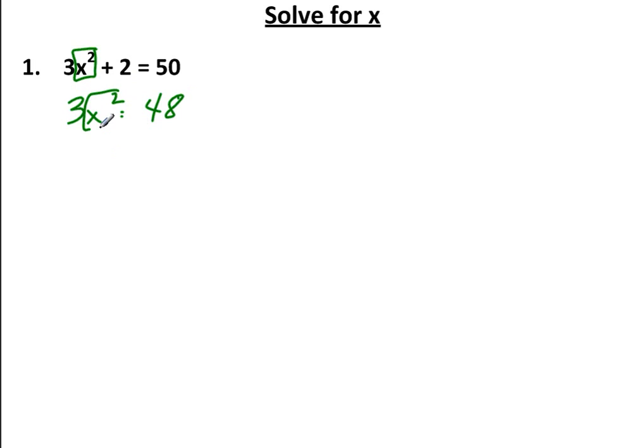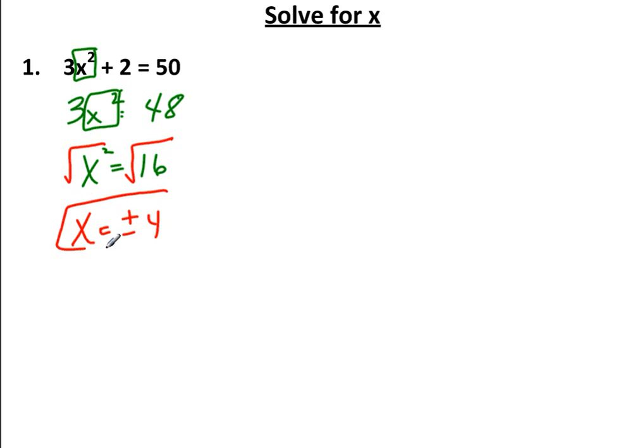And again, what I want to get by itself is the x squared. So I'm going to divide both sides by 3. And I get 16. But now I need to get the x alone. How do you get rid of a squared? You take the square root. Anytime you do this to both sides, we're going to get a plus or minus answer, because if I want to solve for x, x could have been a positive 4, because 4 squared is 16, or a negative 4. Negative 4 squared is 16. And I get two solutions.